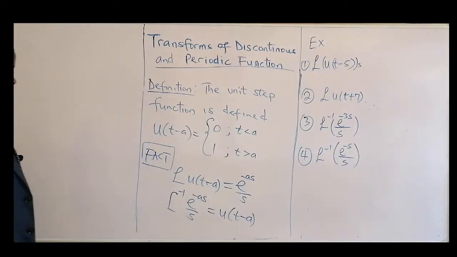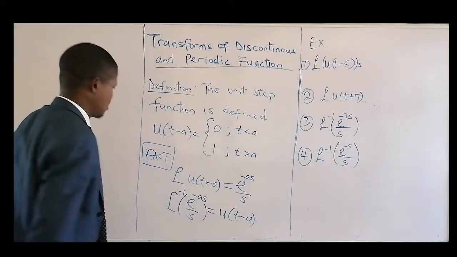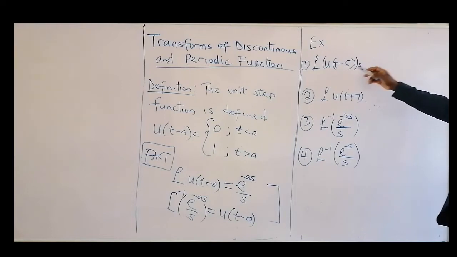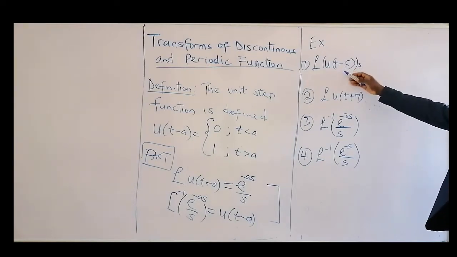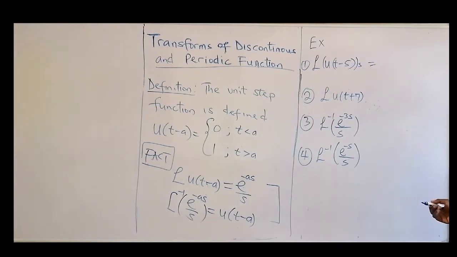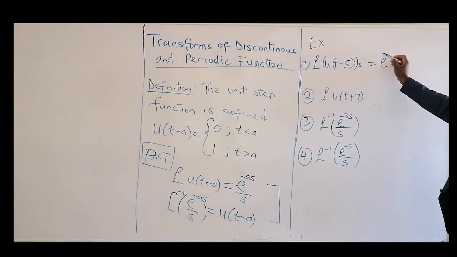Okay, so let's see some applications of these key facts here. Look at the first one. Find the Laplace of the unit step function shifted by 5, u(t minus 5). Okay, this is very simple. It's going to give you e to the power of, what they have here, the sign is minus 5.